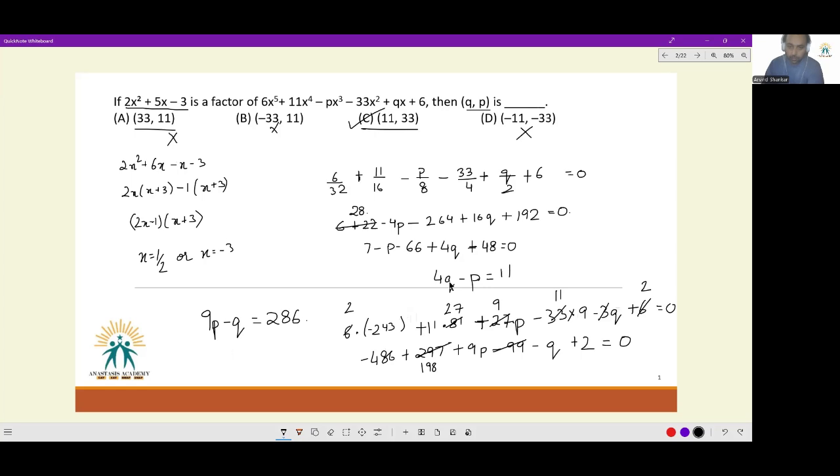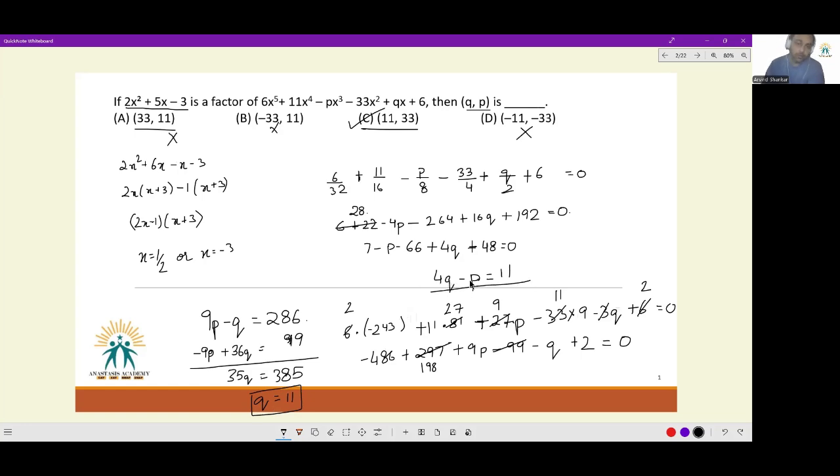I also have 4q minus p is equal to 11. So let me multiply every term by 4. I will get 36q minus 9p is equal to 99. So if I add these up, I will get 35q is equal to 385, which will then give me q is equal to 11. Once we get q is equal to 11, we can put this in the equation here.